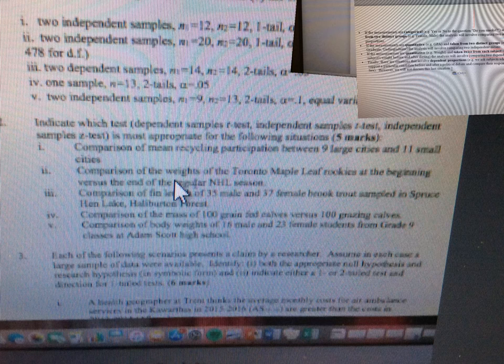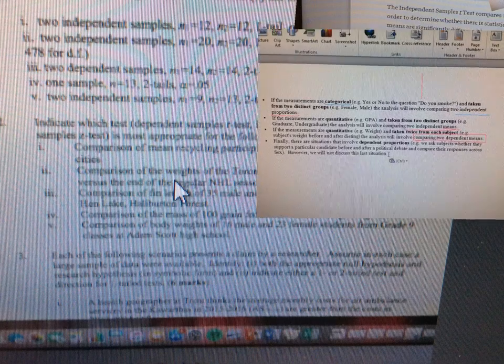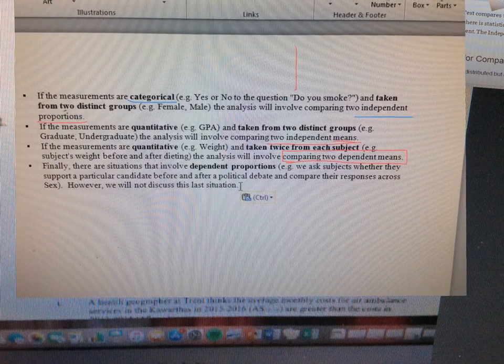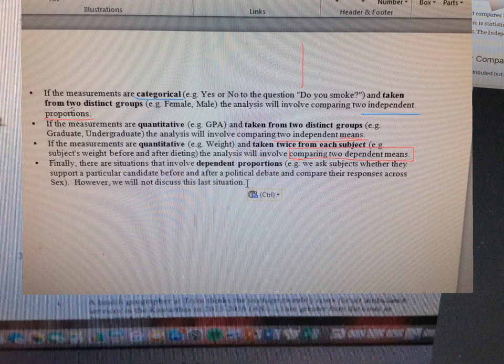For the second one, we've got the comparison of weights from the hockey team at the beginning versus the end of the NHL season. So again, if we look at our definitions here, this time we're looking at the comparison of groups. We're looking at taking it twice from each subject, and so it fits into here. And so we're comparing two dependent means, so we would be looking at a dependent t-test for the hockey players.